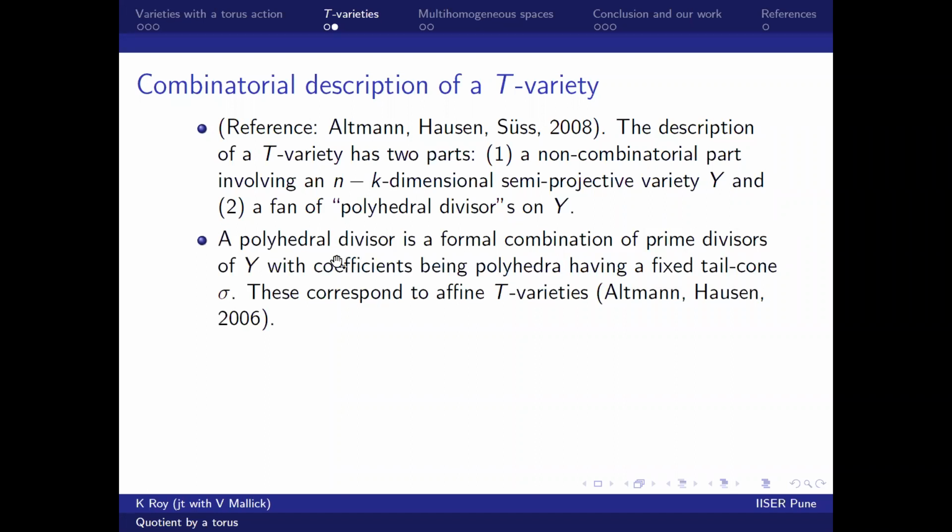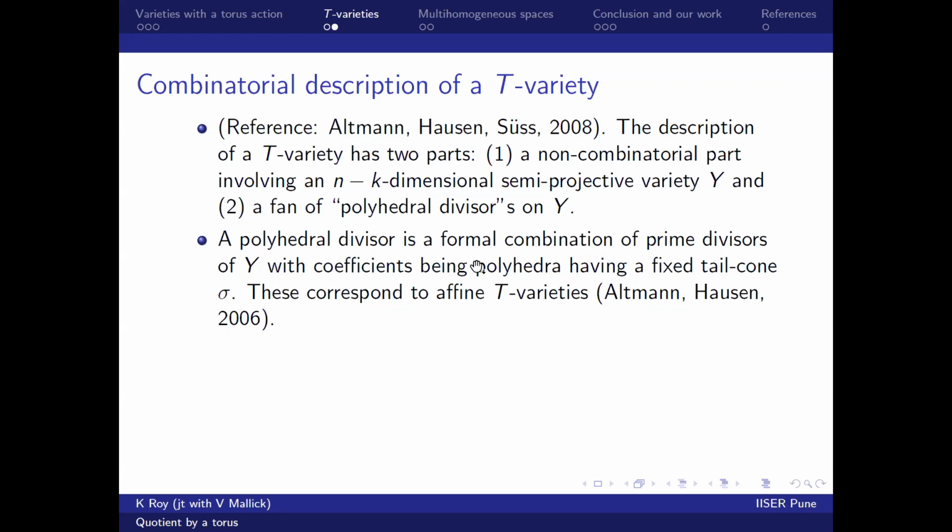And we know what ordinary divisors are, right? You have prime divisors and you take linear combinations of prime divisors with integer or rational coefficients. So you just replace those integer or rational coefficients by polyhedra. And a polyhedron is nothing but an intersection of finitely many closed half spaces. One equivalent definition is that you have a cone in the lattice and a polytope, which is the convex hull of finitely many points, and you take the Minkowski sum of this cone and that polytope, and you get a polyhedron.